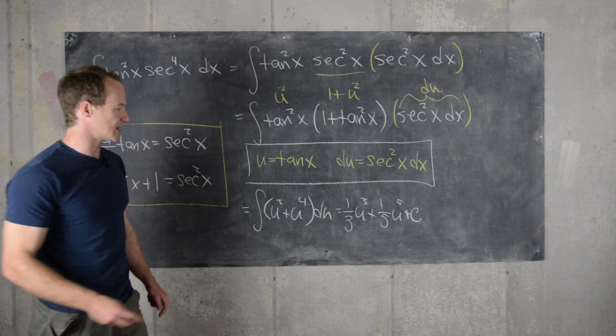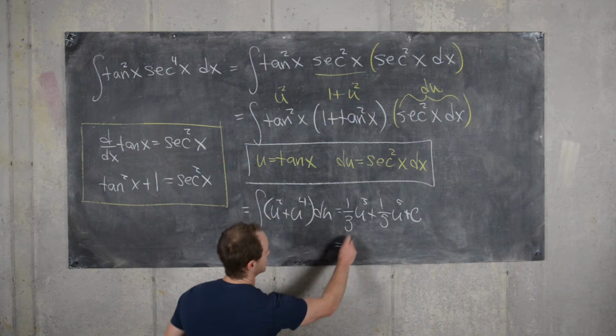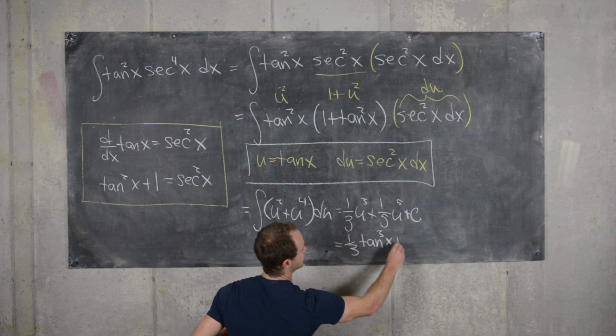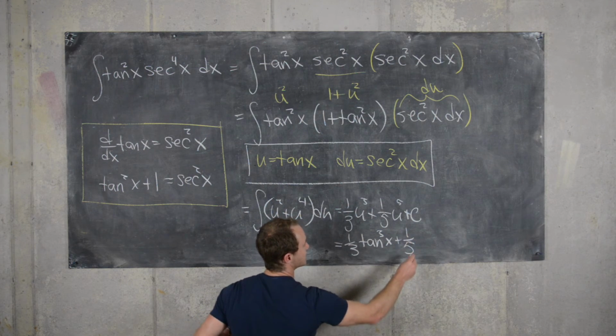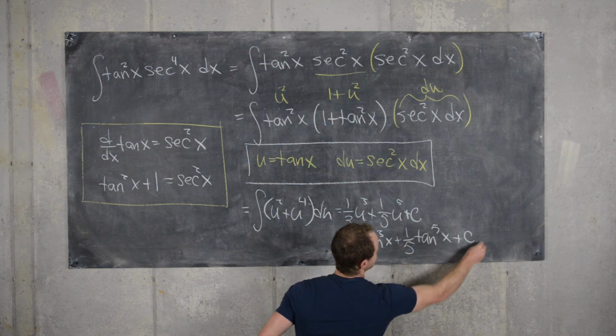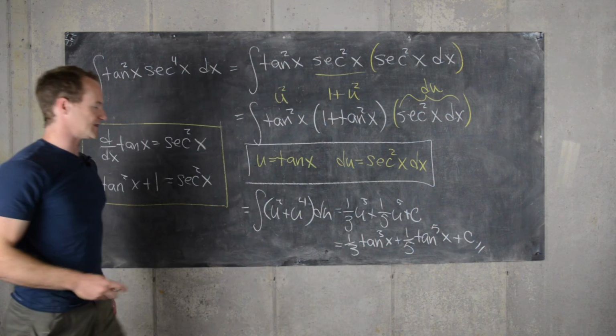which we can finish off with our original substitution. So that gives us 1/3 tangent cubed x plus 1/5 tangent to the fifth x plus our constant of integration, and that is the final answer.